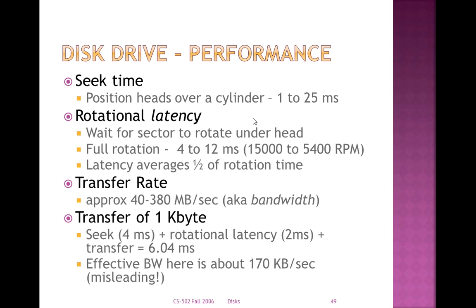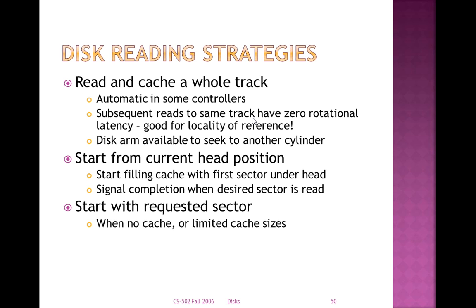Then latency averages half of the rotation time. Then transfer rate, that is approximately 40 to 380 megabytes per second. Then transfer of 1 byte, that is seek time plus latency time plus transfer, equal to 6.04 microseconds. So these are the multiple disk drive performance issues: seek time, rotational latency, transfer rate, and transfer of 1 kilobyte.